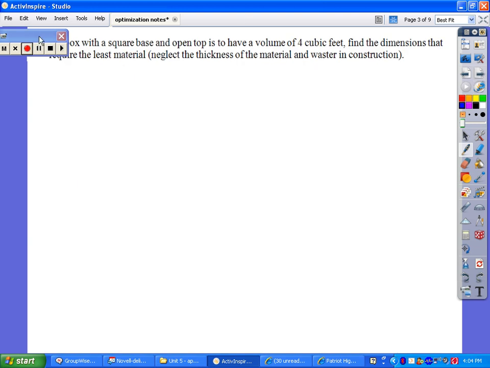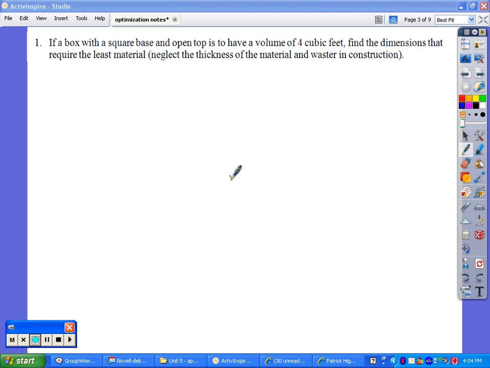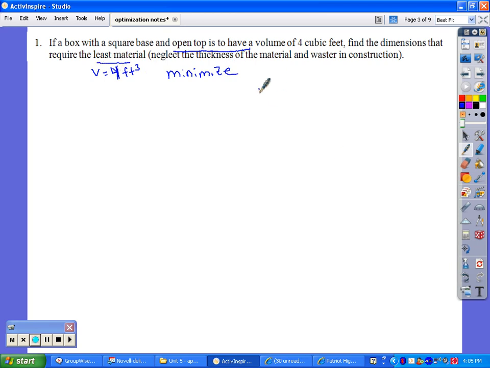Okay, so for a second example, we have a box with a square base. It has an open top, and the volume is 4 cubic feet. And we want to find the dimensions that require the least amount of material. Okay, and they said don't care about the thickness. So again, we know volume is equal to 4 cubic feet. Okay, and we want to minimize, and again, we want the least amount of material. So we want to minimize surface area.